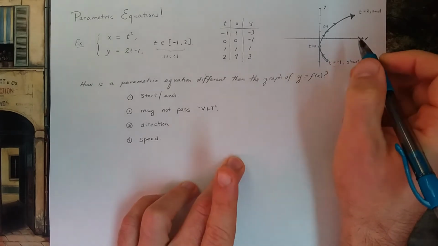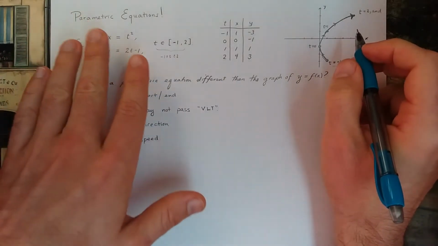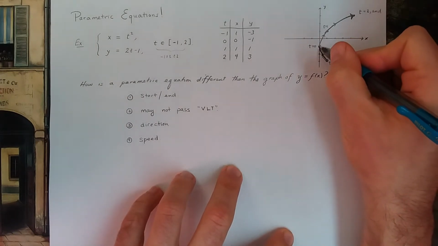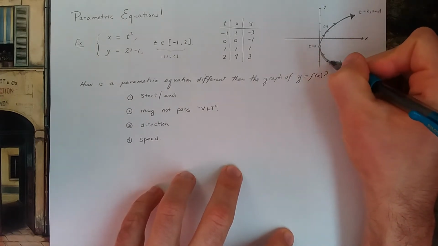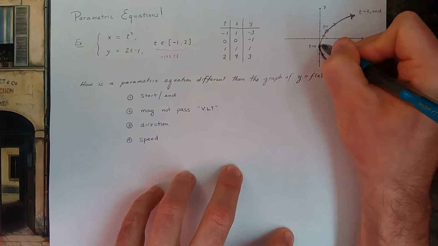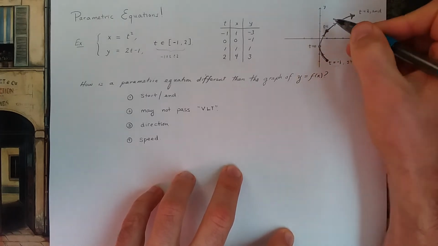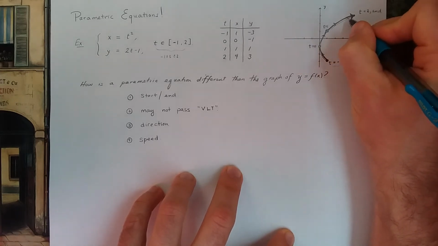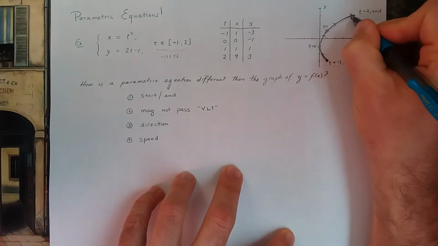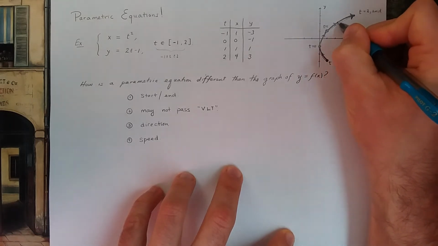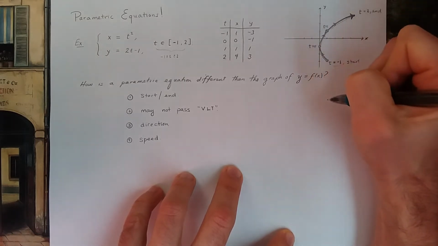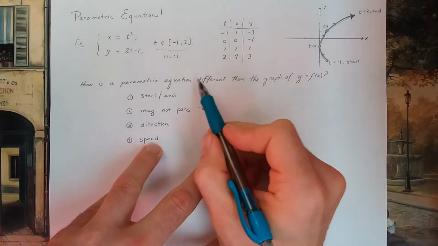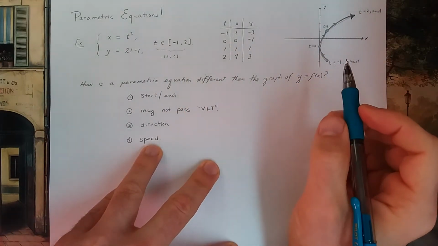So if t is time, for example, which is a great example to keep in mind when you do these, imagine t is time. It takes me 1 second to go in between these 2 points. It takes me 1 second to go in between these 2 points. And it takes me 1 second to go in between these 2 points, which is a longer distance. So I went faster along this part of the curve than I did at other parts of the curve. So there's a speed that's inherent in a parametric equation.